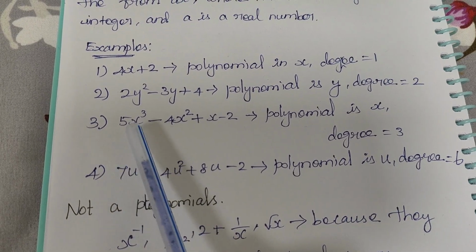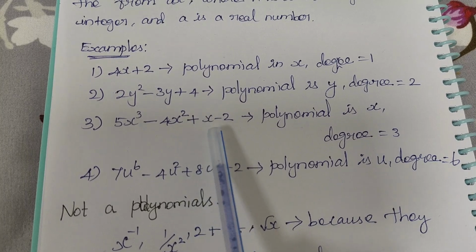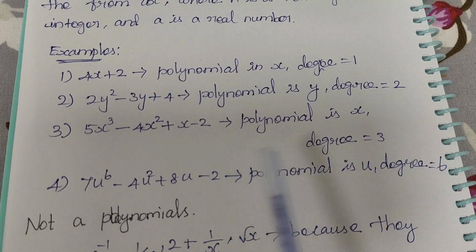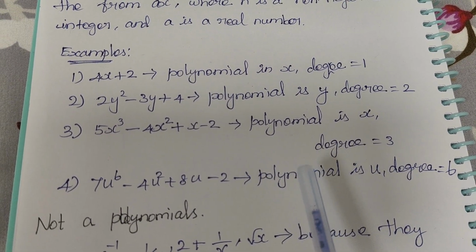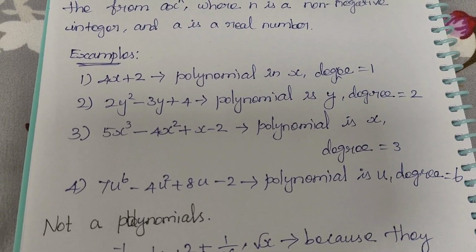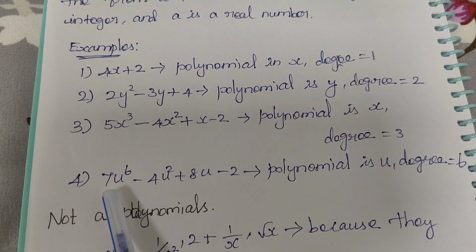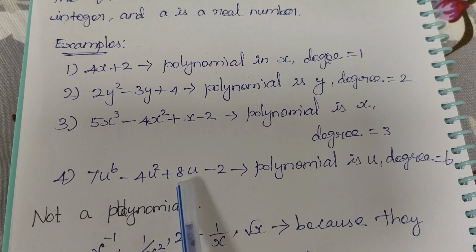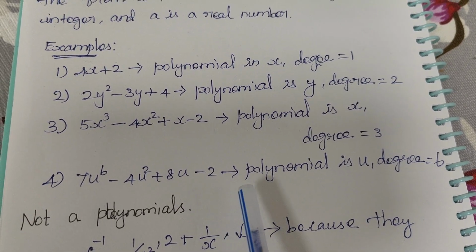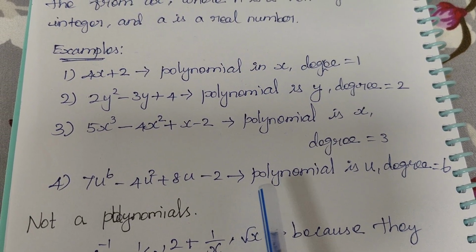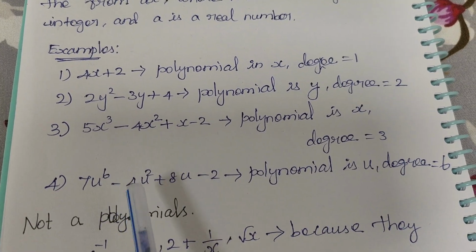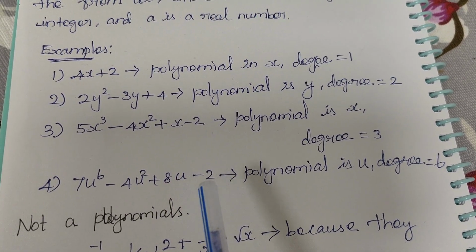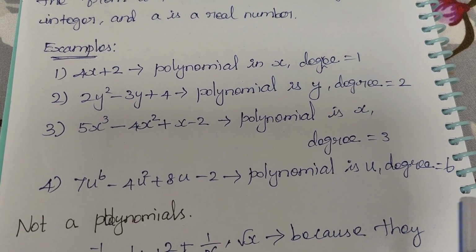See the third example, 5x cubed minus 4x squared plus x minus 2. Is it a polynomial? Yes, all powers are whole numbers again. So its degree is 3. Now see the fourth example, 7u to the power 6 minus 4u squared plus 8u minus 2. Is it a polynomial? Yes. Powers 6, 2, 1, 0. All whole numbers. Its degree is 6.